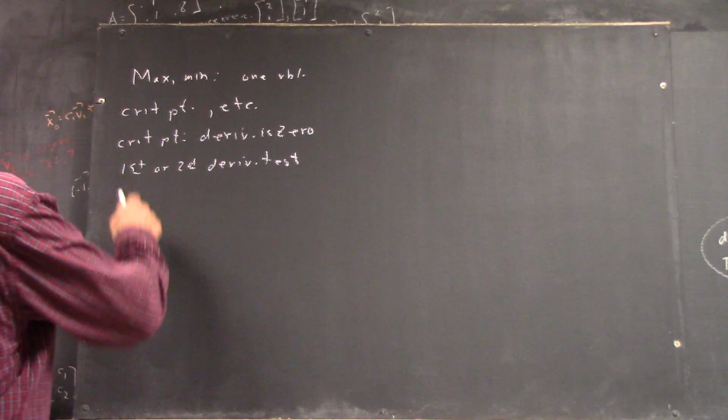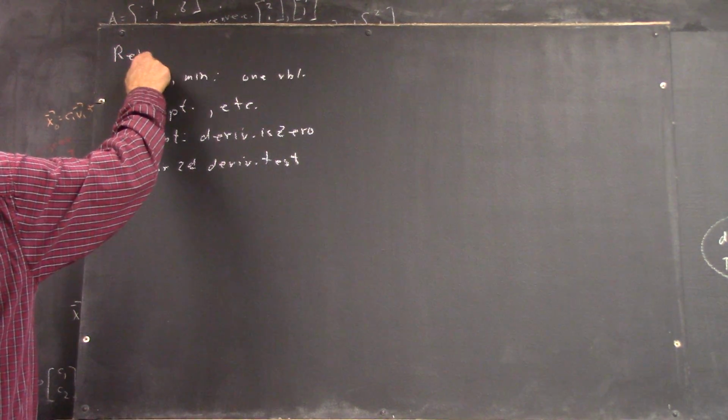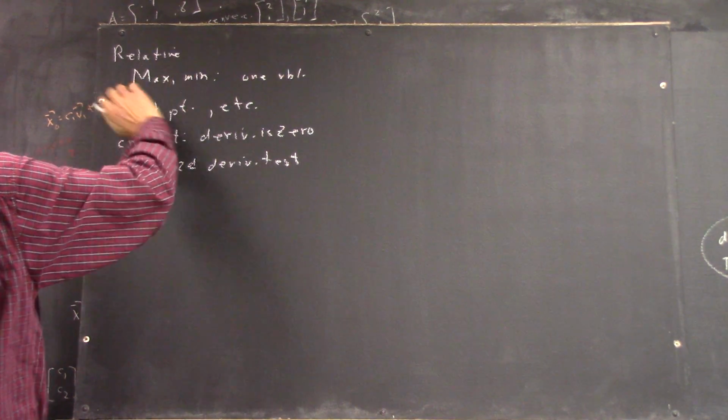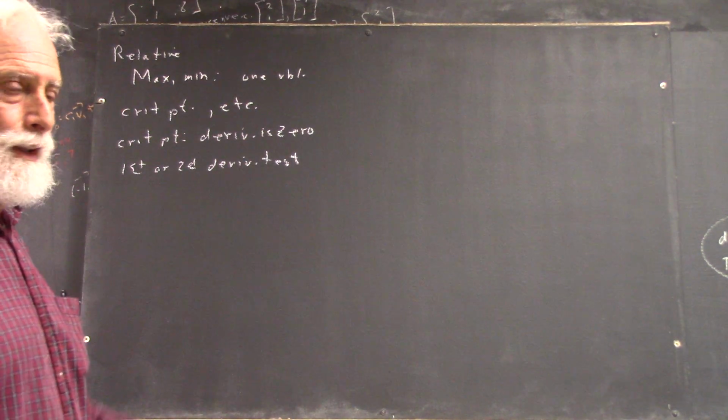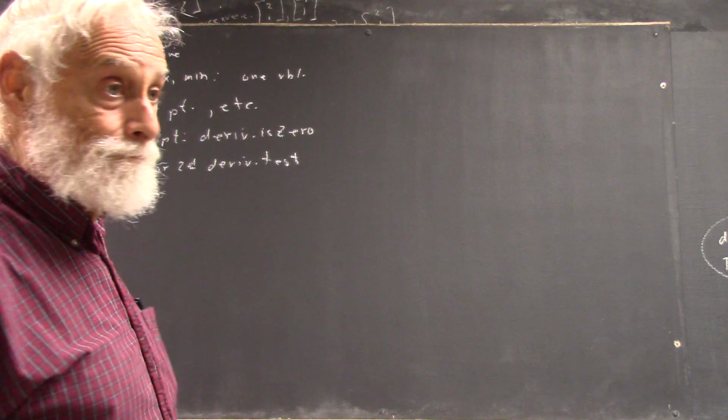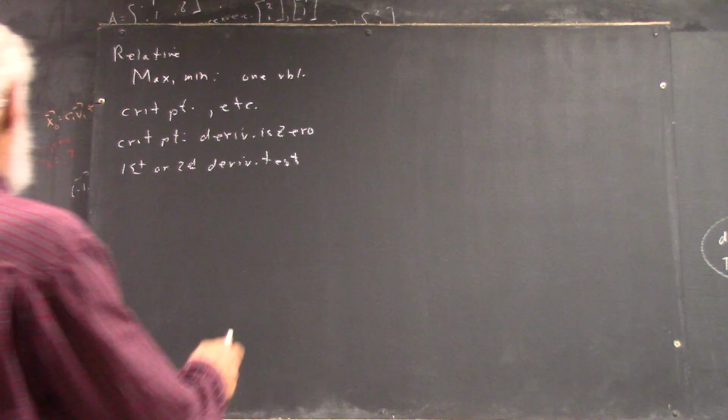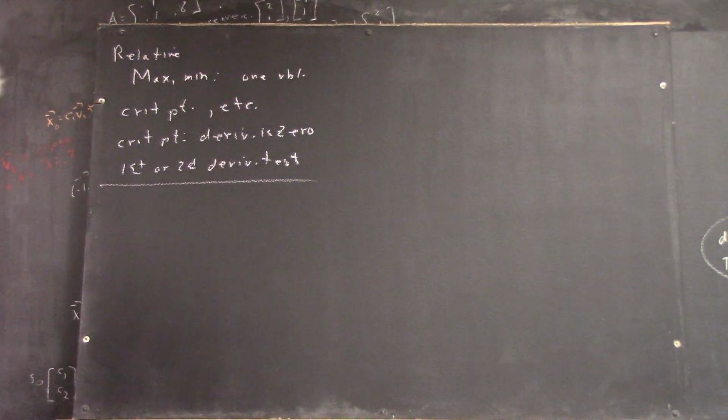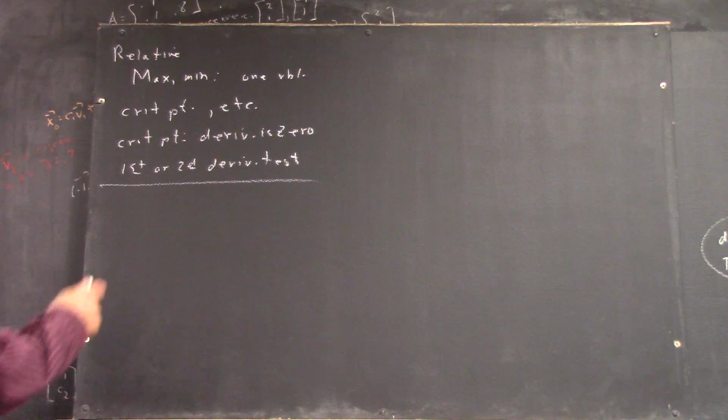Now we're talking about relative max and min, because for absolute max and min, you have to check your boundaries too. Okay?